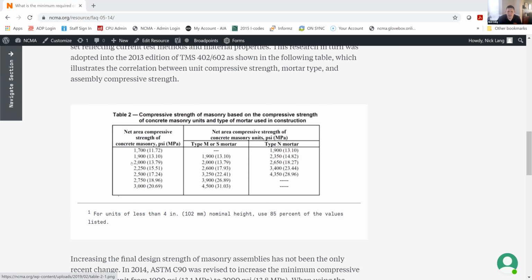Now, coincidentally, that 2,000 PSI unit strength also corresponds to a 2,000 PSI f'm, or specified compressive strength of masonry. So what this really means is that if you are designing with masonry and using your off-the-shelf minimum C90 units, designers can use an f'm of 2,000 PSI, which is an increase from previous versions of the building code where that baseline was 1,500. So that's kind of pre-designed.